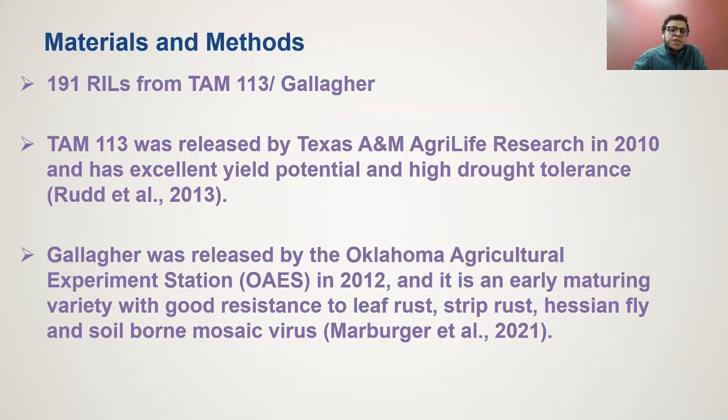TAM113 was released by Texas A&M AgriLife Research in 2010. It has a good yield potential, also drought tolerance. Gallagher was released by the Oklahoma Agricultural Experiment Station in 2012, and it is an early maturing variety. It has good resistance to diseases and some insects, also some viruses.